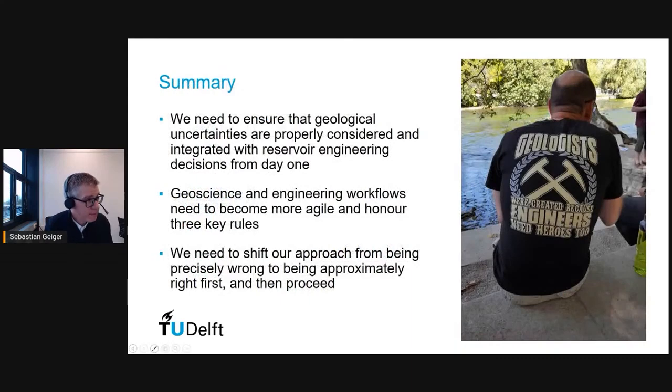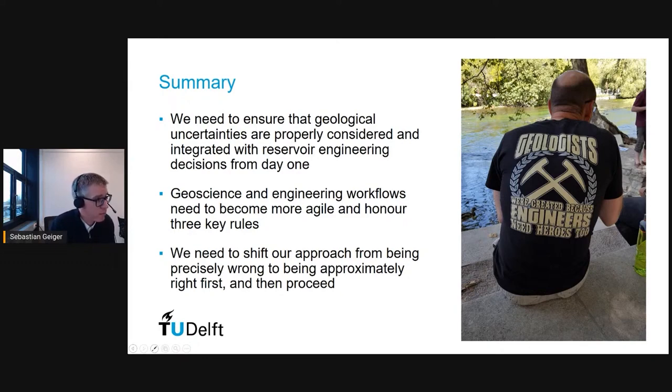So to summarize, what we need to do is ensure that our geological uncertainties are properly considered and integrated with reservoir engineering decisions from day one. With RM, it's one tool that can help us to do this. Geoscience and engineering workflows need to become more agile and honor these three key rules. If you can't draw it, don't model it.